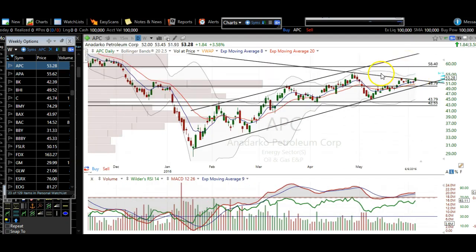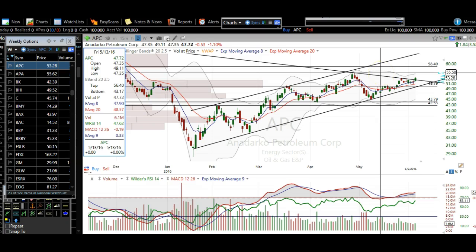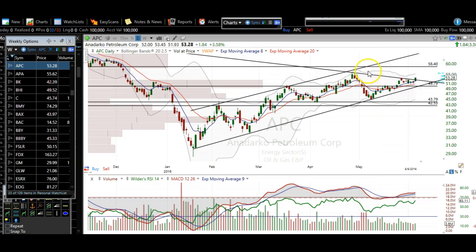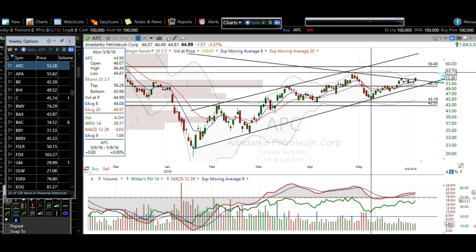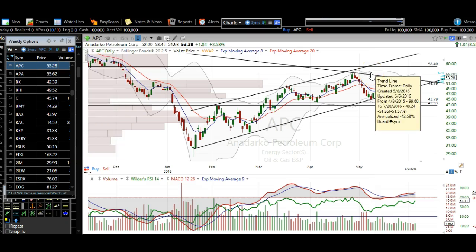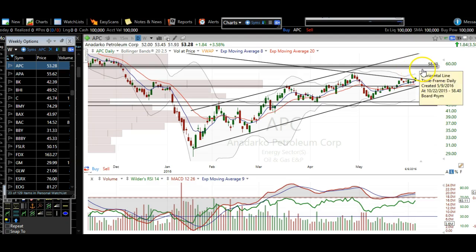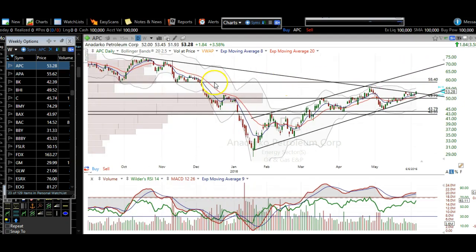So more than likely, APC is going to be heading higher. We don't have much resistance until there's a little bit of resistance right here at the highs of these candles, which is right around 55.75, and that main resistance is up here at about 58.40. That's because of the lows right here, right here, right here, and right here. So that's a major resistance up there at 58.40. But that's about $5 above us, so that's about 10% above us. So a nice gain up to that point if this moves forward.